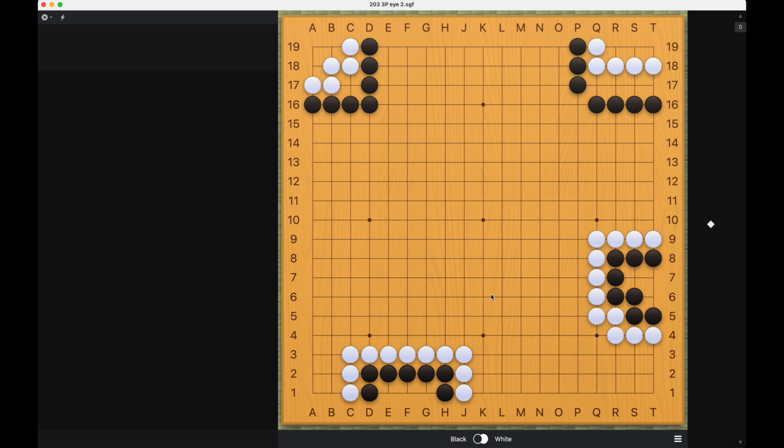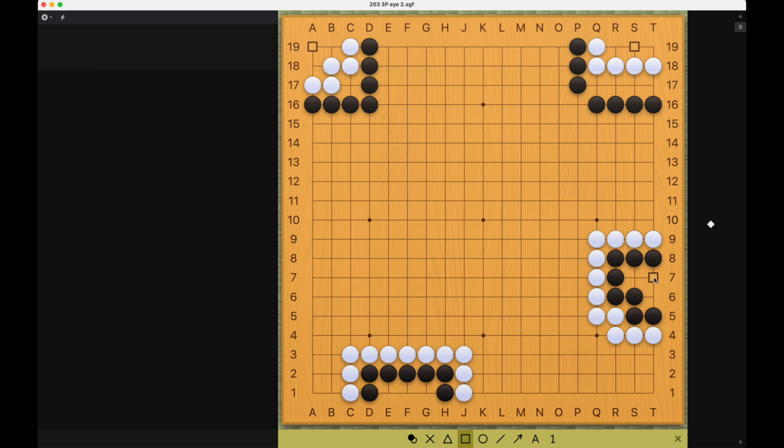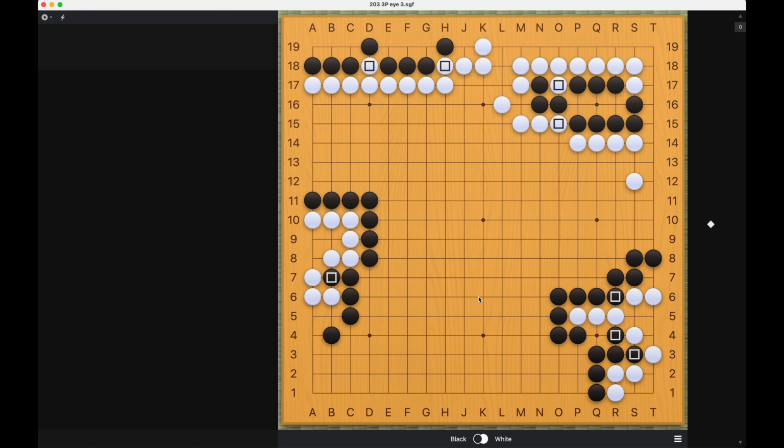Now let's look at straight 3 patterns and bent 3 patterns on the side and in the corner. And let's identify the key points. So in this corner bent 3, we have this point in the middle that both black and white would want to play. In this corner straight 3, this would be the middle point that both sides would want to play. In this bent 3 on the side, this would be the middle point that both sides would want to play. In this straight 3 on the side, this would be the middle point that both black and white would want to play.